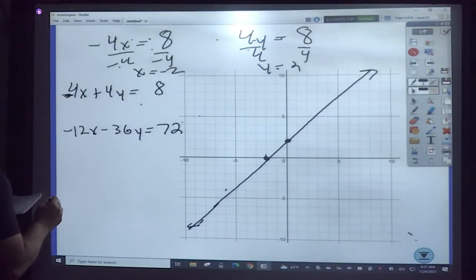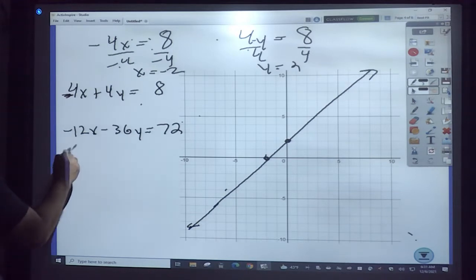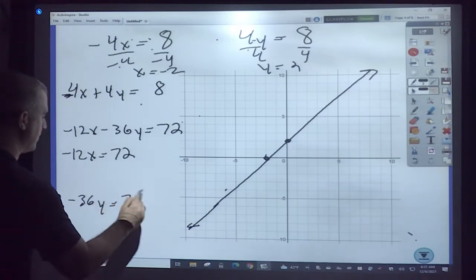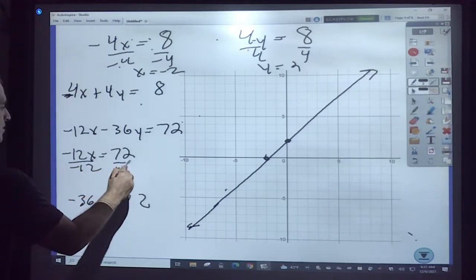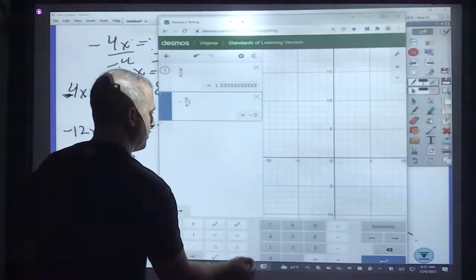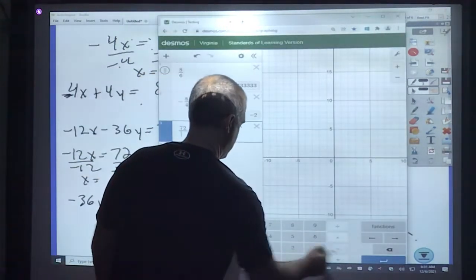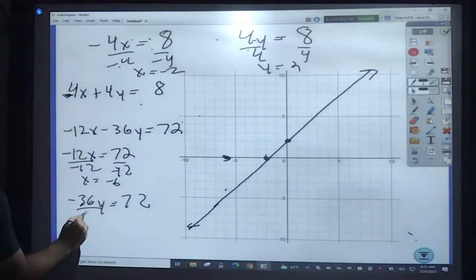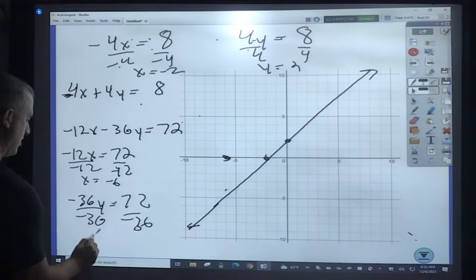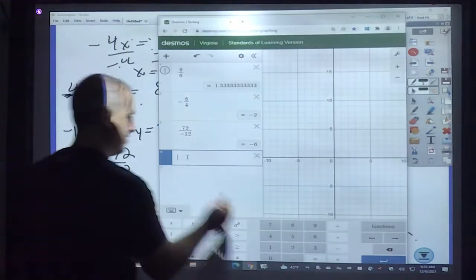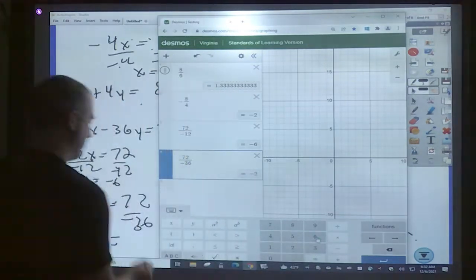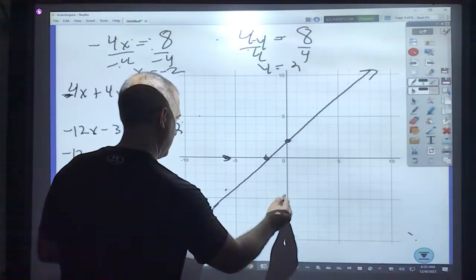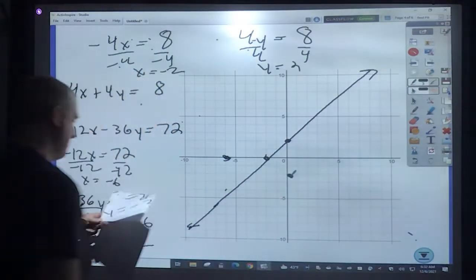Okay, this one, I want to do negative 12x equals 72, negative 36y equals 72. Divide by negative 12. So I got 72 divided by negative 12. That is negative 6. So negative 6 on the x-axis. Divide by negative 36. That's 72 divided by negative 36, which is negative 2. It's right here.